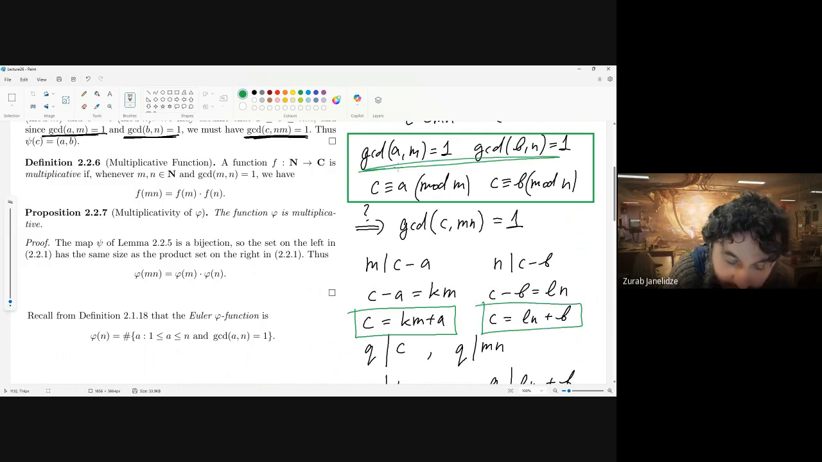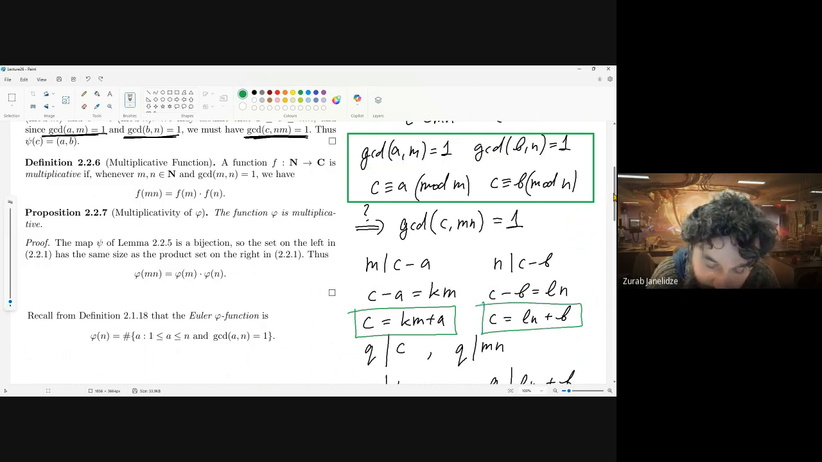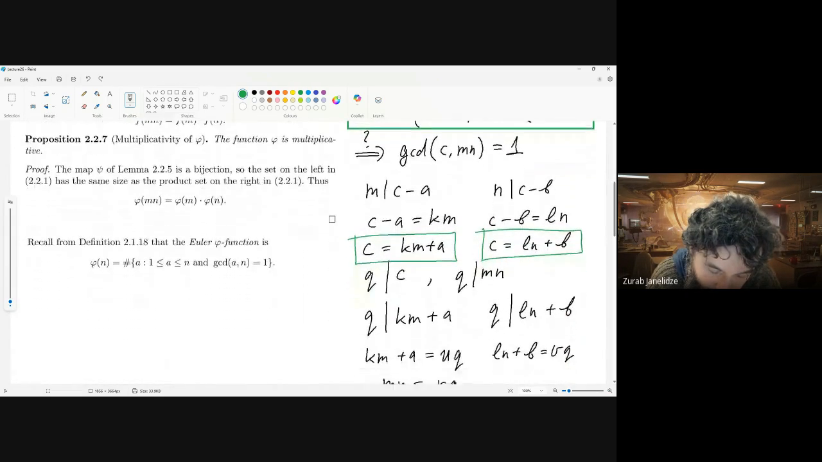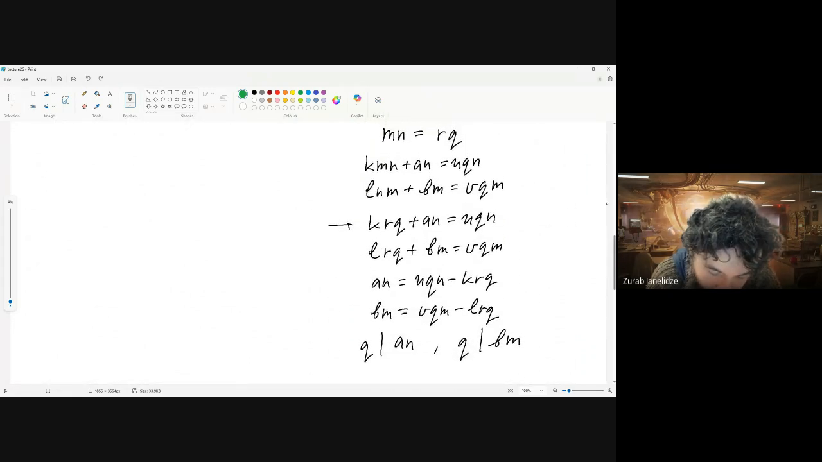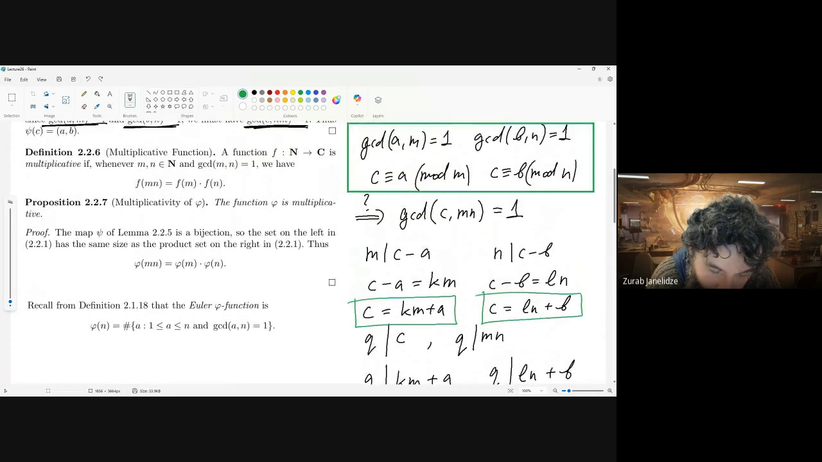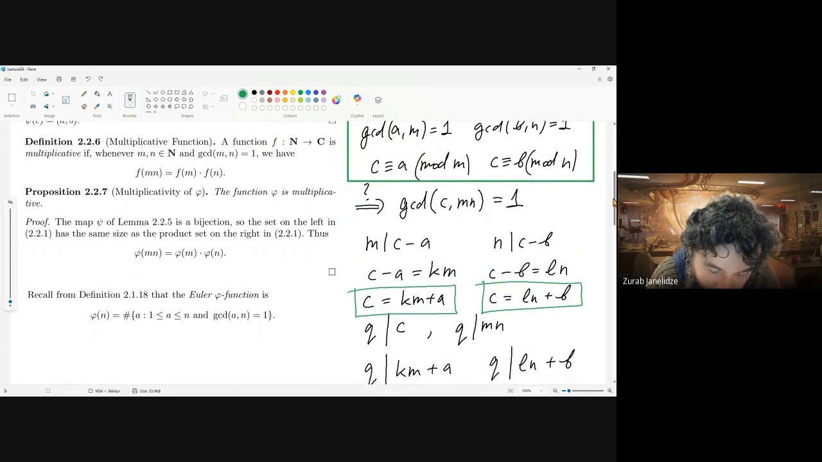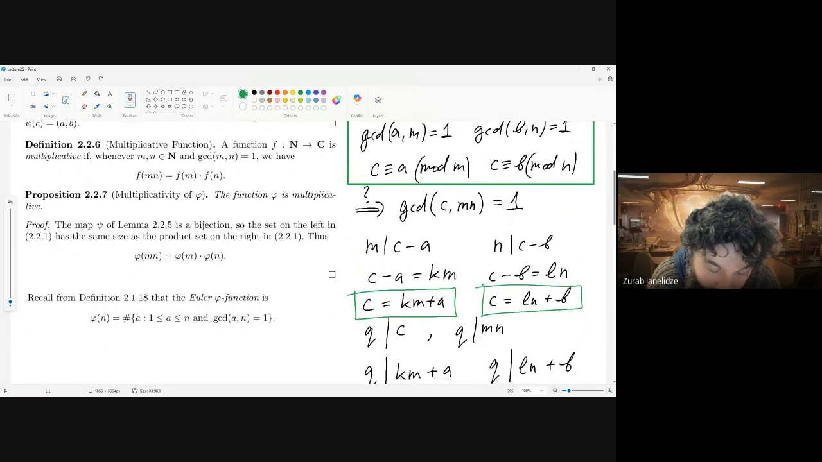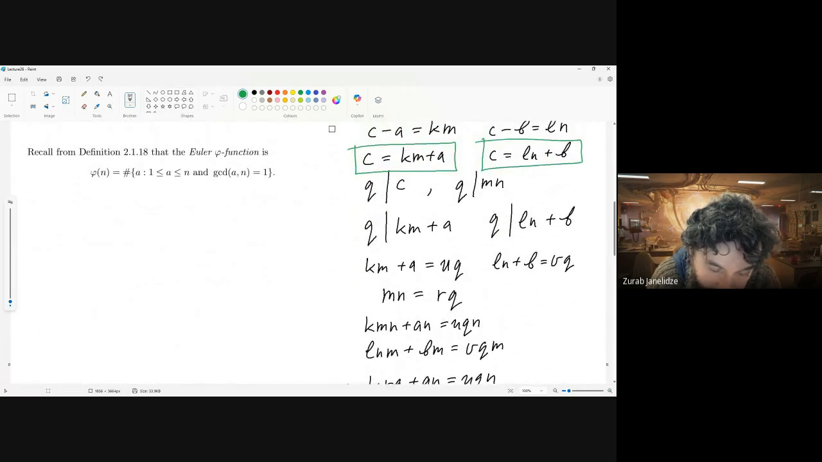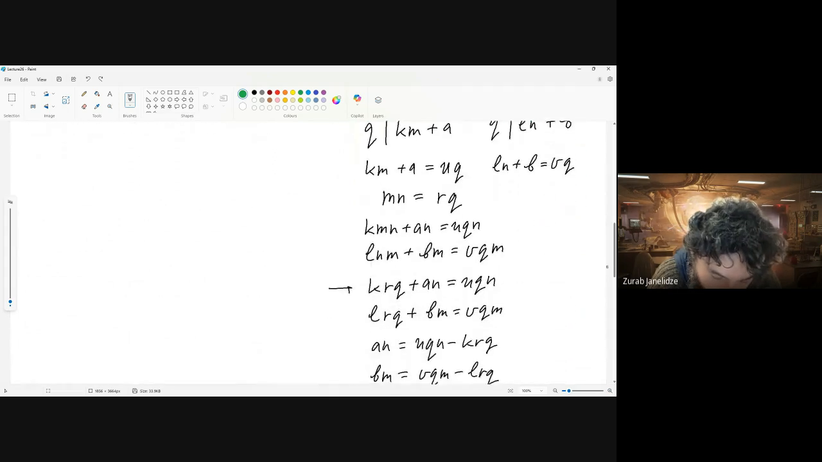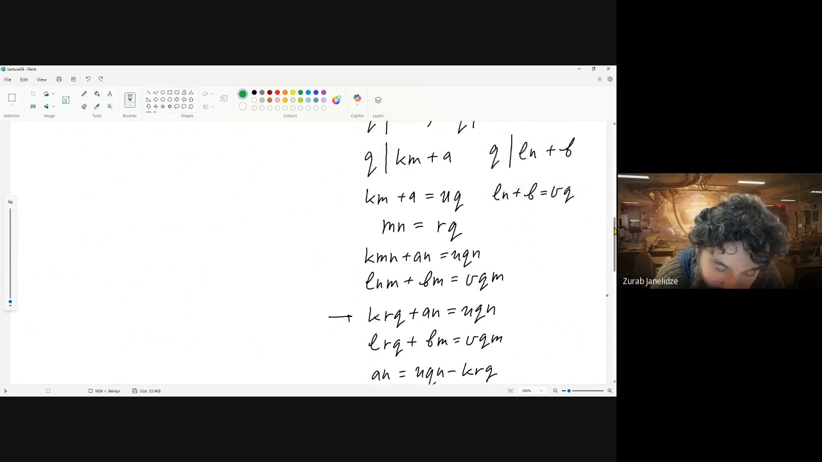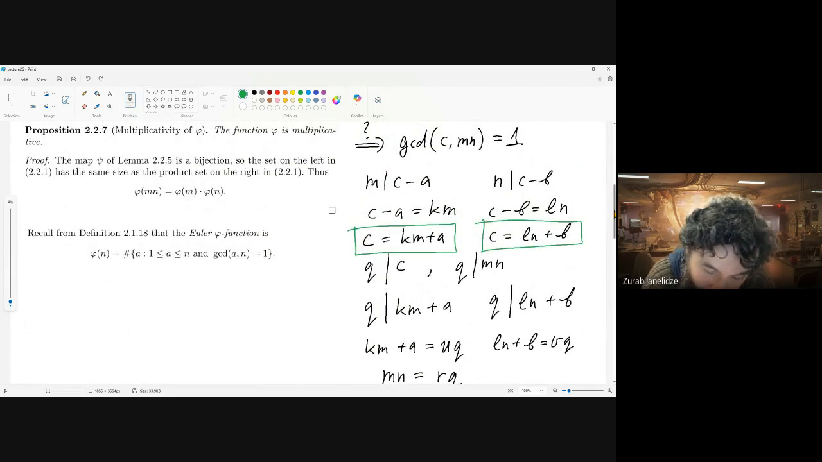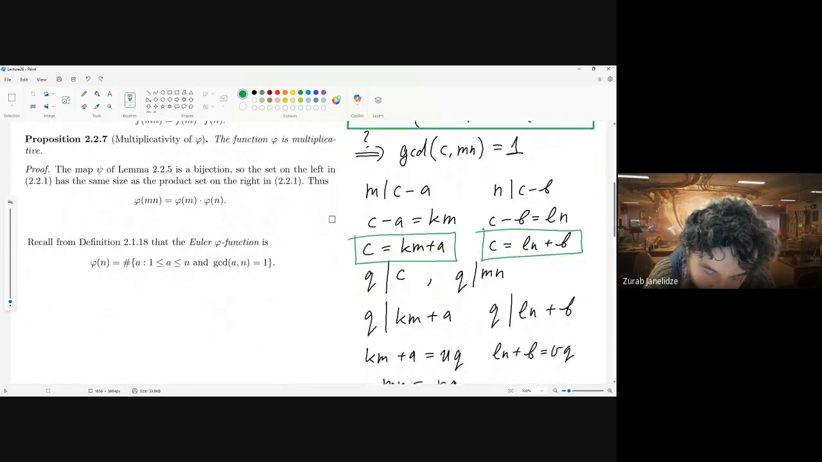Now the third one, that GCD of A and M is 1 and GCD of B and N is 1. Have we used that anywhere? Let me see. I don't think we've used that yet anywhere. Maybe that's what we're missing. So we seem to have arrived to, okay, so let's see further on how do these assumptions play a role.